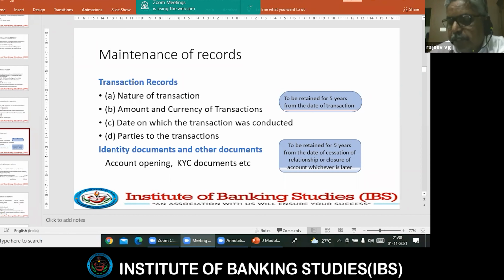Deemed OVDs, okay. STR reporting, I have already told, it has to be done within 7 days of concluding it as a suspicious transaction. Is it okay?